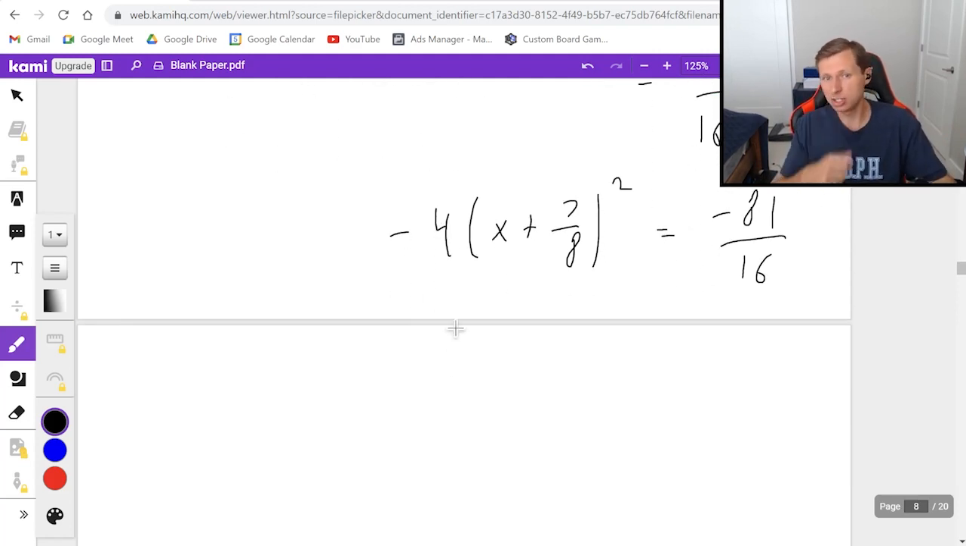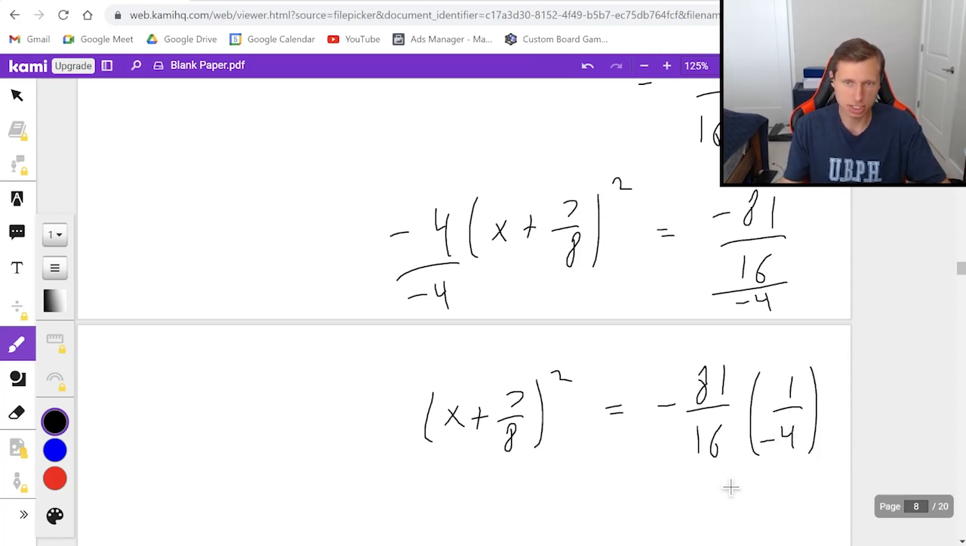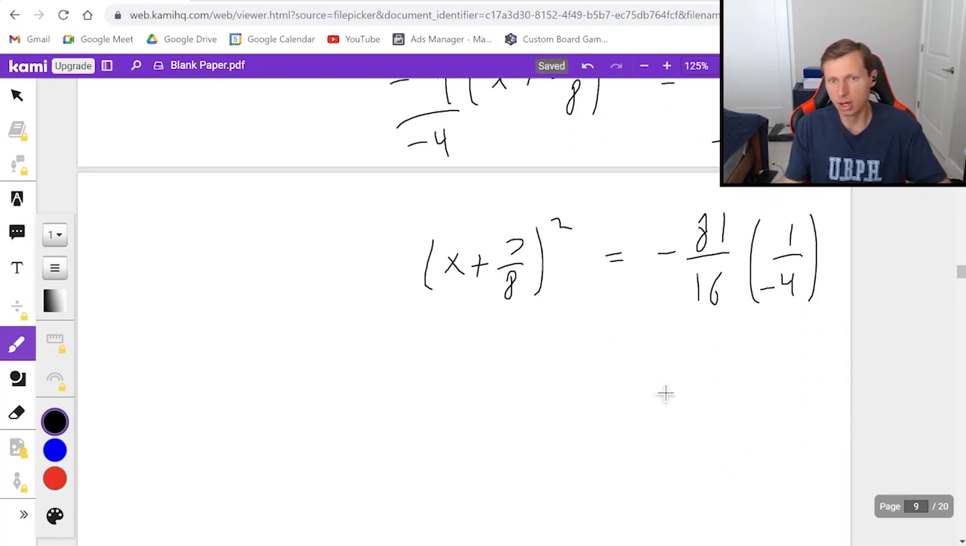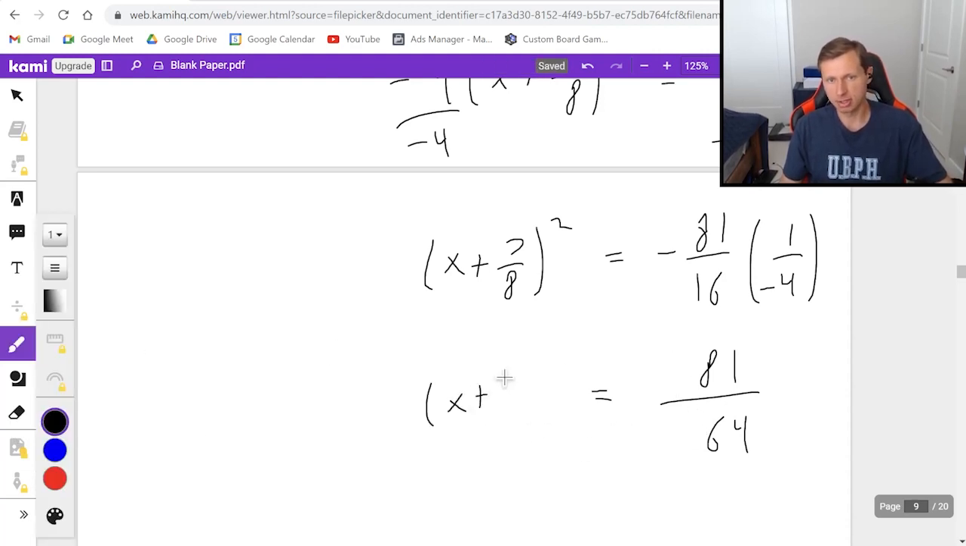So again, here I need to divide both sides by negative 4 in order to get the x plus 7/8 squared by itself. Now, negative 81 over 16 divided by negative 4 is the same thing as multiplying by negative 1/4, which basically means we're going to have negative 81 over negative 64, and yes, the negatives just go away now. And on the left, we still have x plus 7/8 squared.